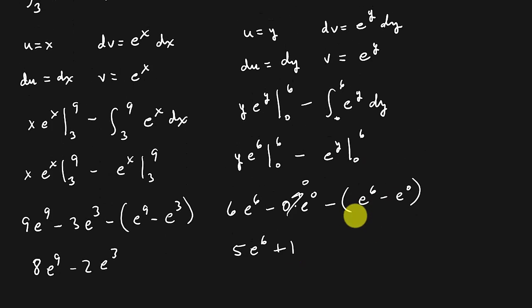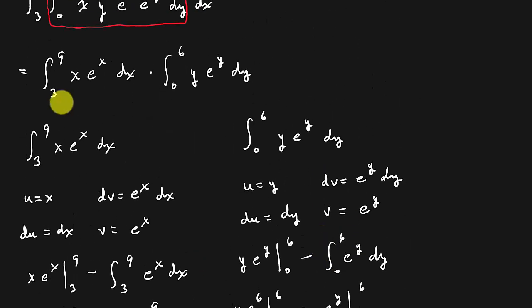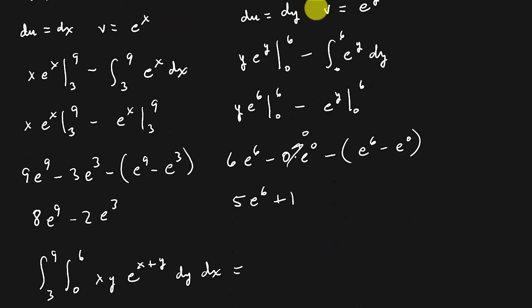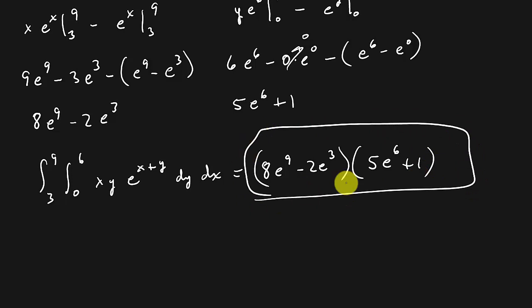And so my answer to this, let me just rewrite the integral down again. 0 to 6, what was it? xy e to the x plus y dy dx. So that's just equal to this integral times this one. And so this is what we got here. So that's 8e to the 9 minus 2e cubed times 5e to the 6 plus 1. And I'll leave that to you to plug into your calculator, but there you have it. That's your answer. That's how you work that problem.